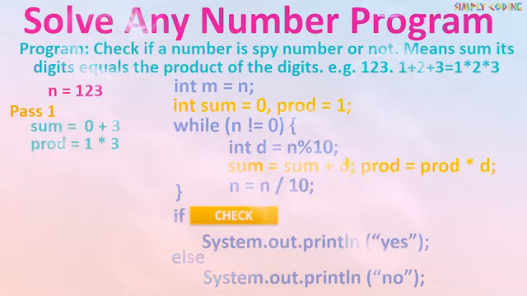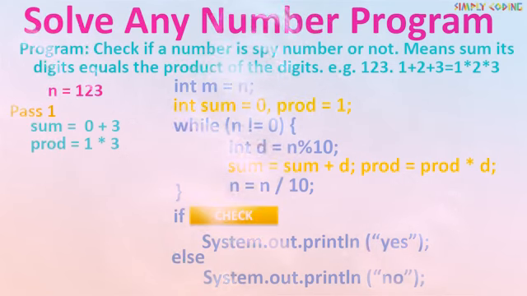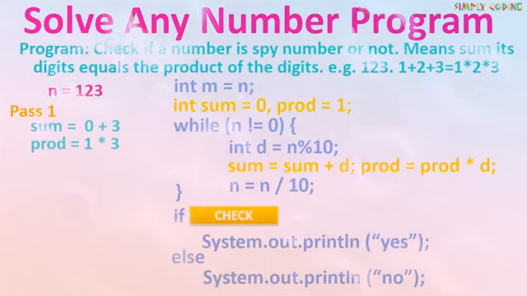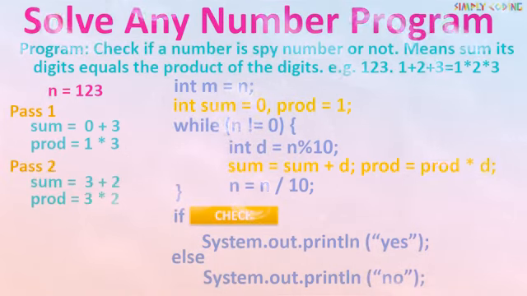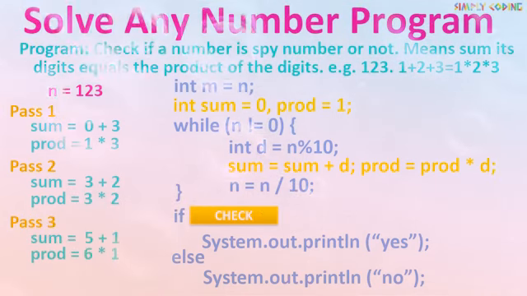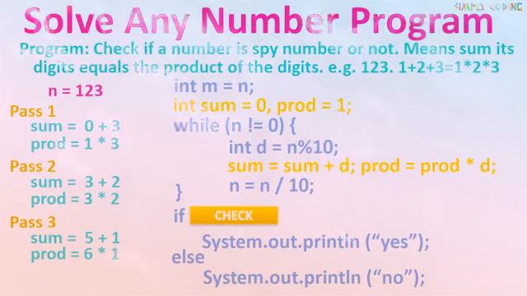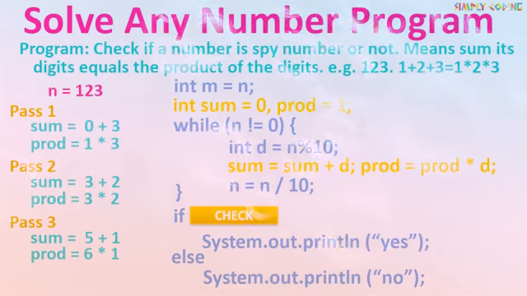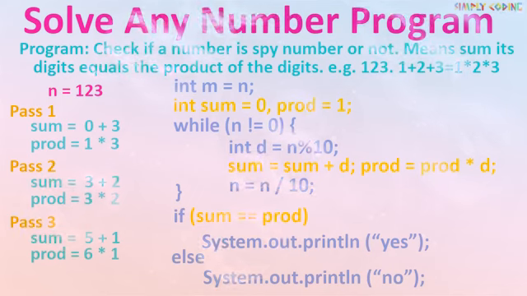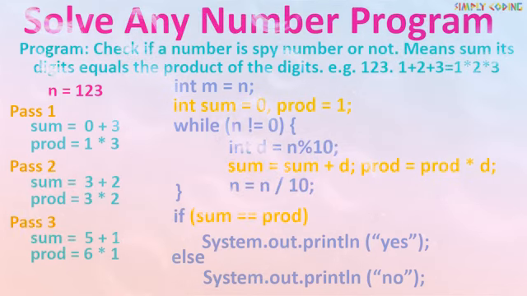In the first pass, it will do 0 plus 3 and 1 multiplied by 3. In the second pass, it will do 3 plus 2 and 3 multiplied by 2. In the third pass, it will do 5 plus 1 and 6 multiplied by 1. Then it will come out of the loop. So now in the check section, you just check if the sum is equal to the product. This is the program for spy number.